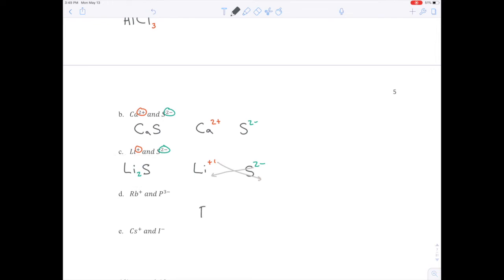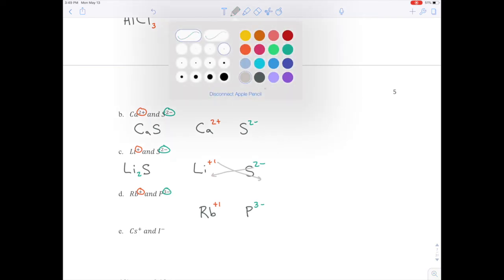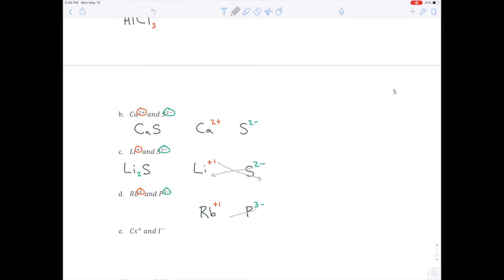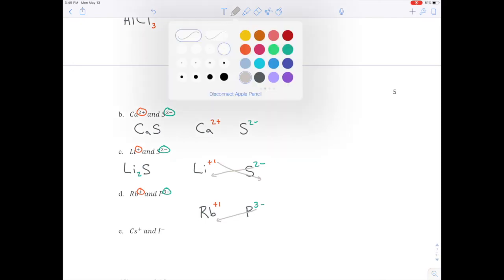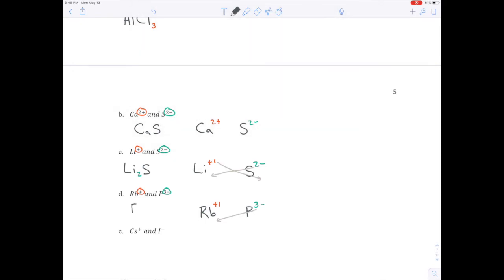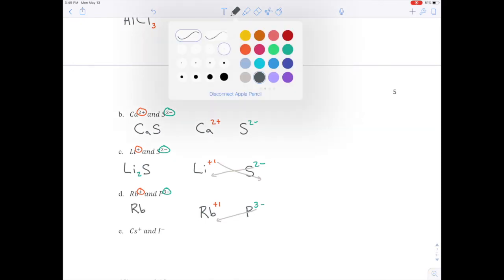Okay, how about rubidium and phosphorus? So rubidium has a +1 charge, and because no number is written, we know it's a 1. Phosphorus has a 3 minus charge. So what compound do they form? Take the number at the top right of phosphorus and bring it to the bottom right of rubidium. So rubidium will have a 3 there.